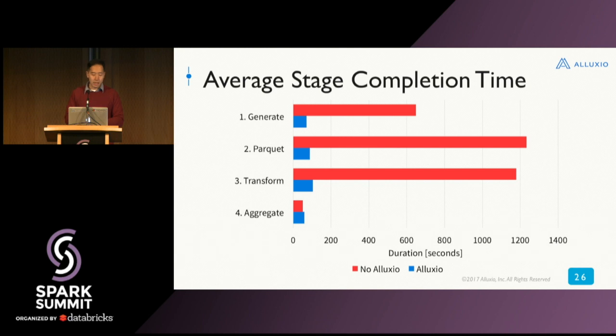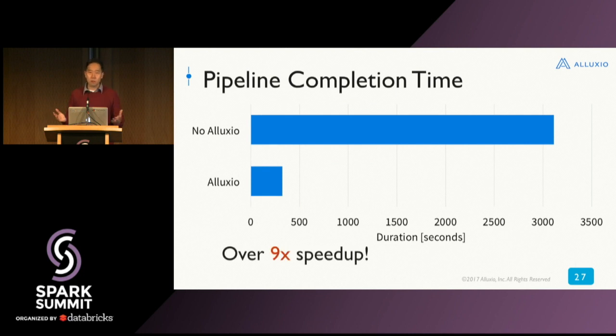And so you can see that for some of the stages, it's over 10 times faster to read and write to Alluxio than it is to read and write to S3. And if you take the full pipeline, if we just aggregate the full pipeline time, it looks like this. The larger bar is the sharing via S3 line, and then the shorter bar is sharing with Alluxio. And as you can see, the completion time is over 9 times faster with Alluxio.